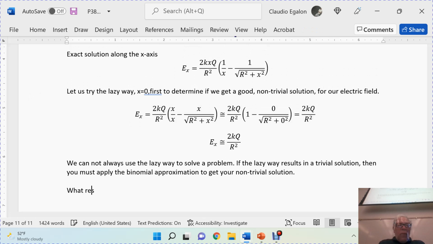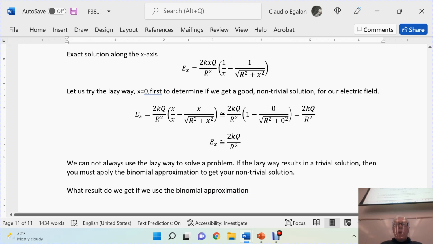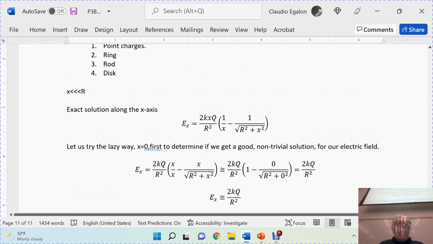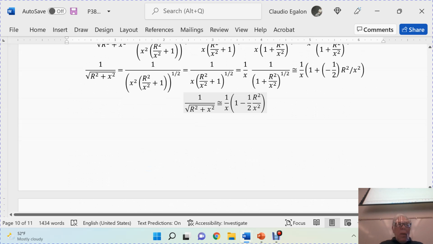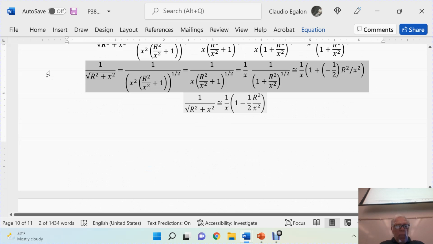What result do we get if we use the binomial approximation? Let's do that just for the sake of finding out. Let's use the binomial approximation instead. Here you go. I'm going to get this expression right in here, copy and paste it.